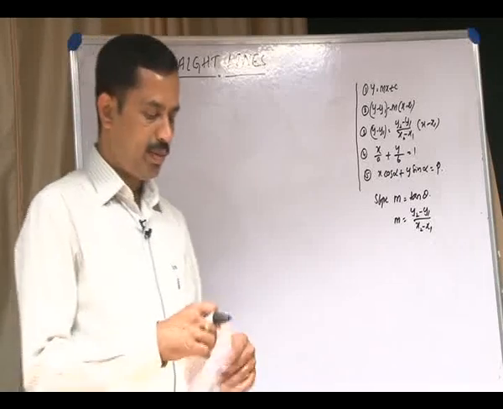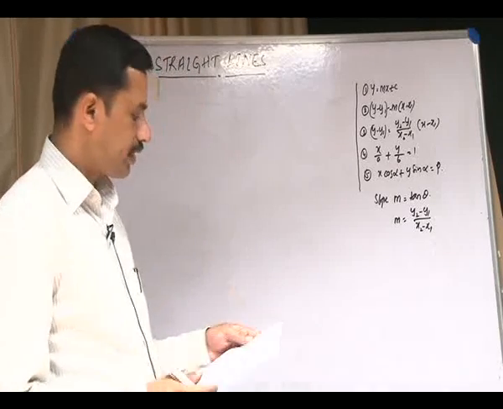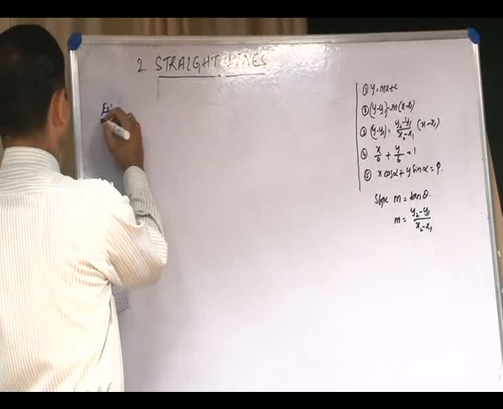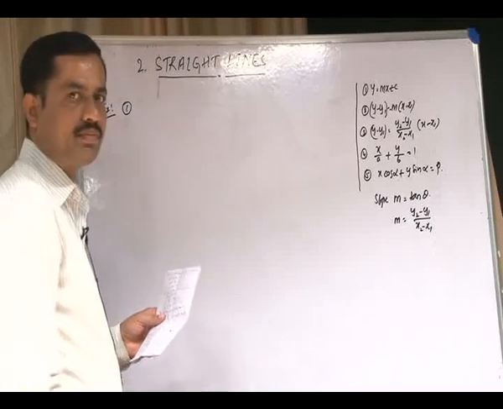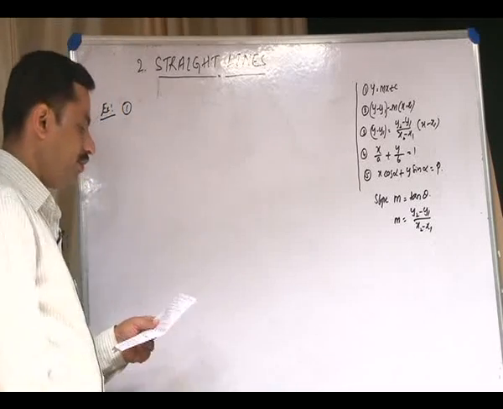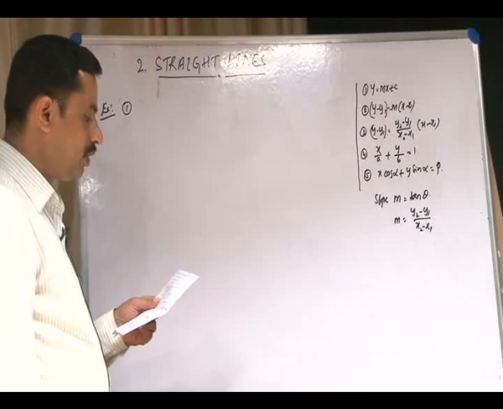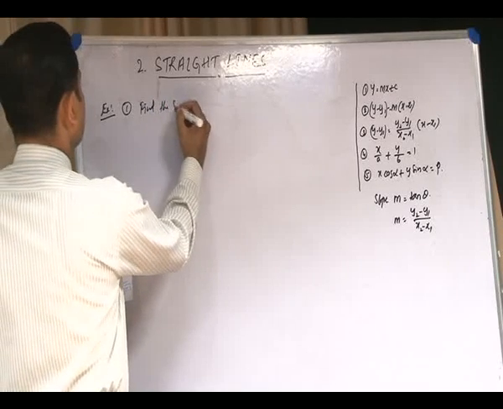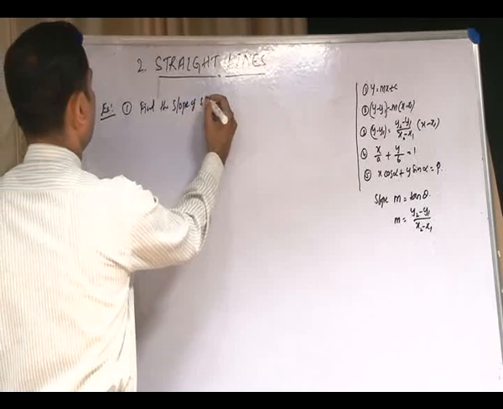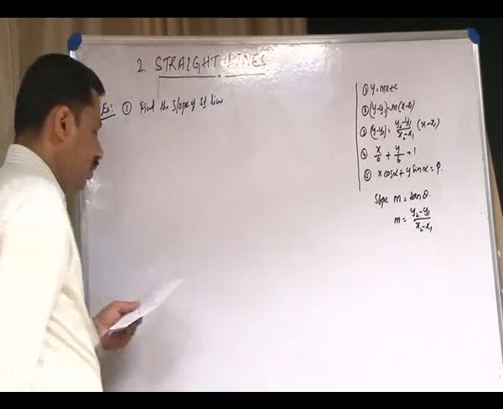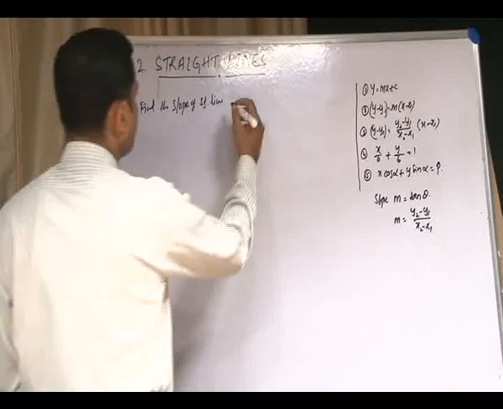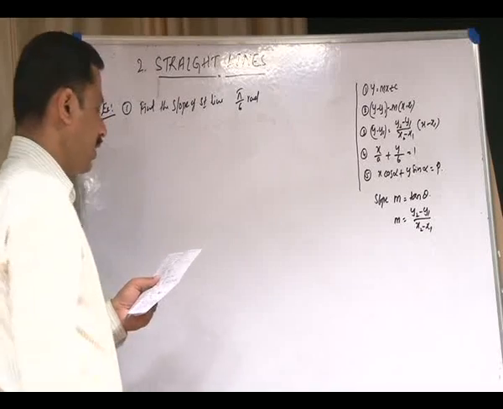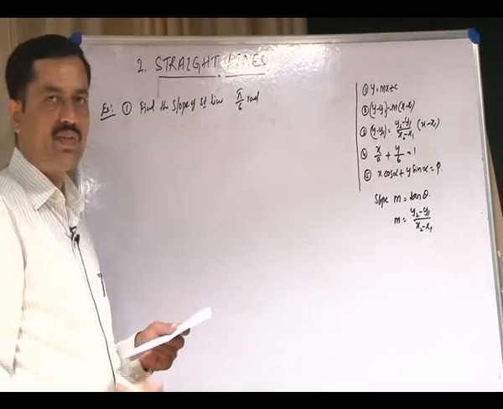Okay, so problems on different forms of equations of straight lines. Examples. In that, first one: find the slope of the straight line whose inclination is pi by 6 radians with x-axis.